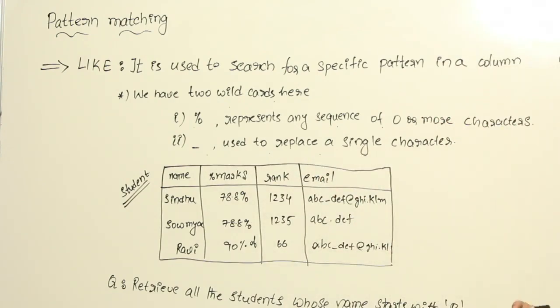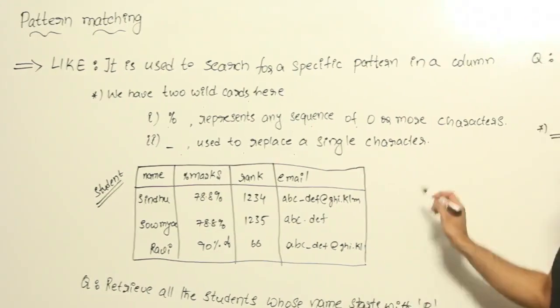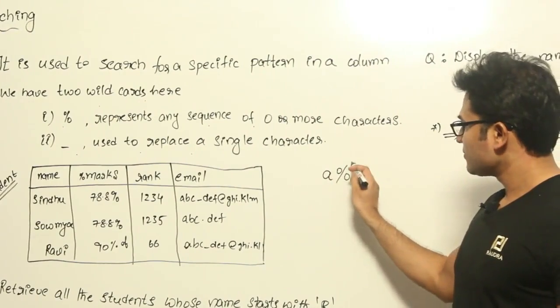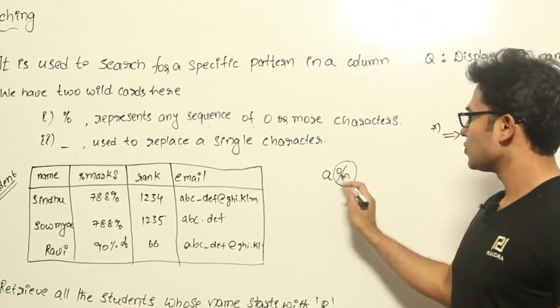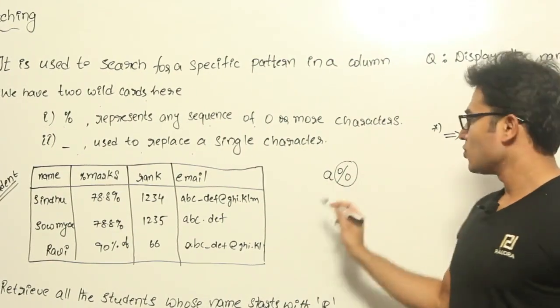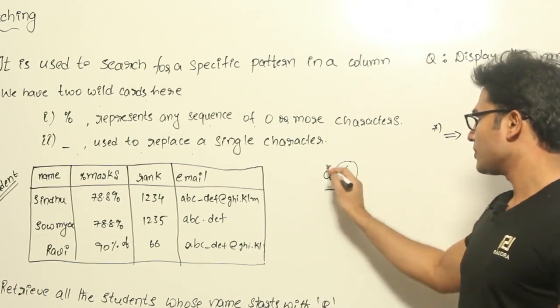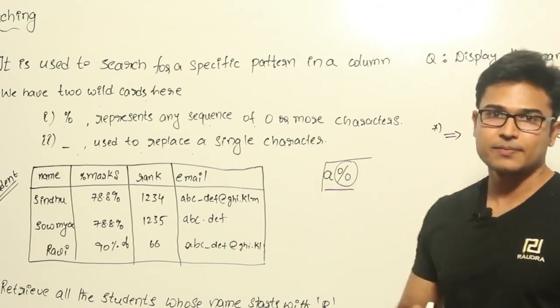So what it means is, if you want to specify all the names which are starting with A, then you could directly write A%. In this case, percent represents 0 or more characters, right? So all the names starting with A can be represented by this.